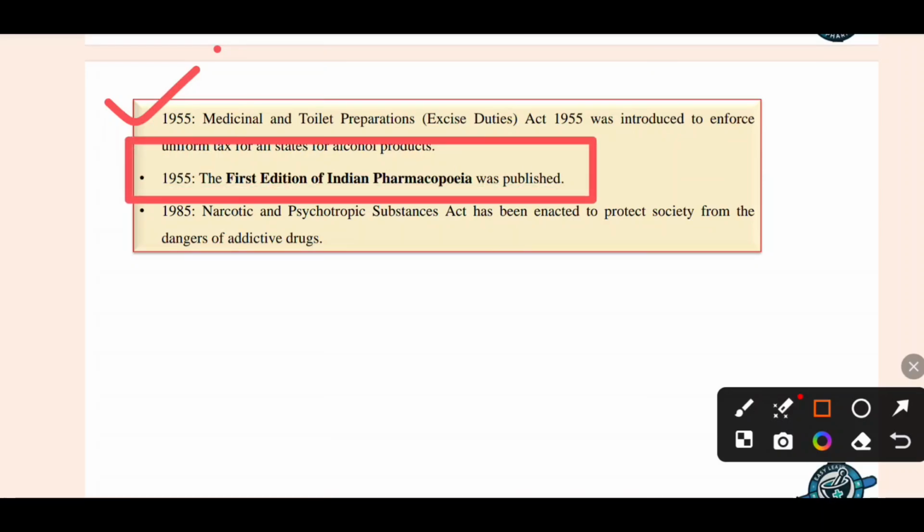And then in 1985, the Narcotic Drugs and Psychotropic Substances Act was enacted to protect society from the dangers of addictive drugs. So to protect society from addictive drugs, the government of India established an act named the Narcotic Drugs and Psychotropic Substances Act. It was established in 1985.